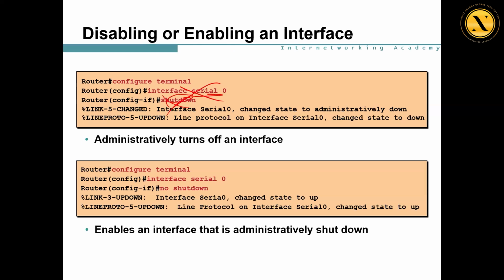Shutdown any port. So let's say this is gigabit 0/0. If you say shutdown, that means you are administratively disabling the port. Show IP interface brief, it will be administratively down and down. But this is how it comes from the factory. So we've got to enable it.